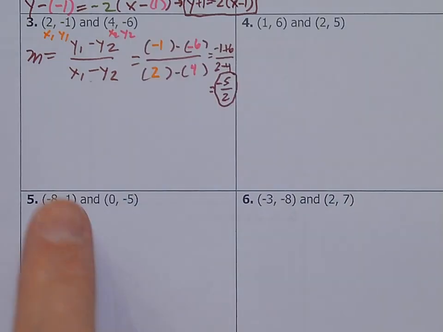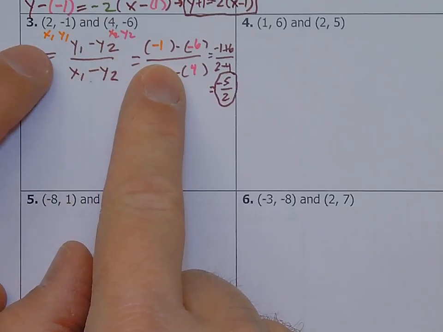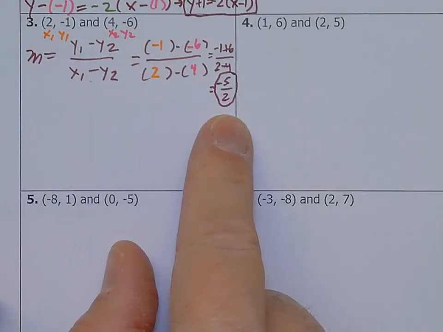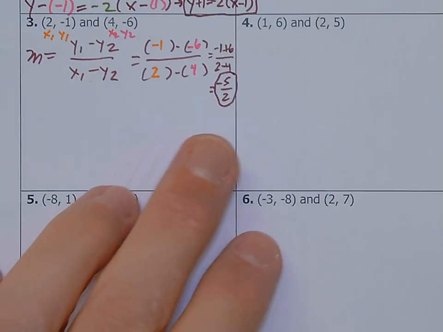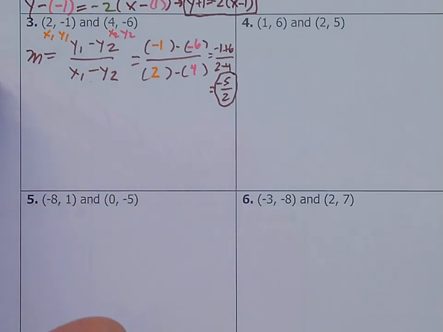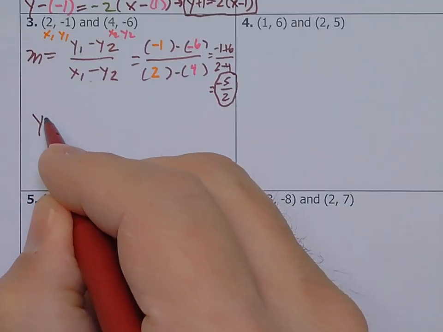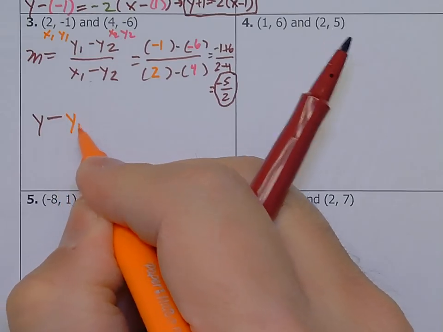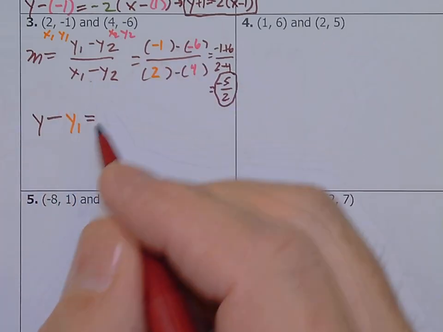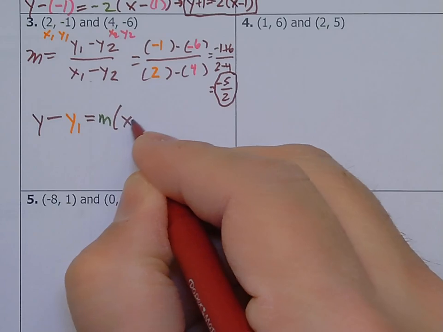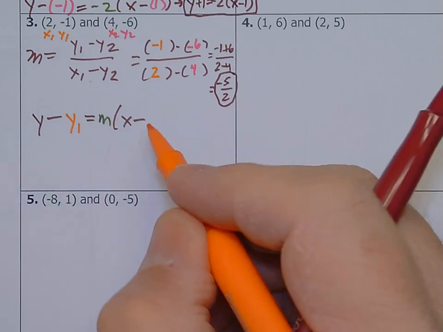All right, so you see my solution here. I'm substituting my values for x1, y1, x2, y2 into my structure, and I come up with a slope of negative 5 over 2. So given that that is our slope, I'm going to choose this point, 2, negative 1, to write the point slope formula. So again, that is y minus y1 equals m times x minus x1.